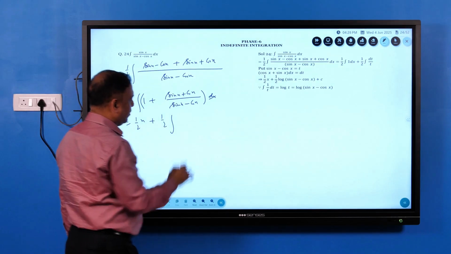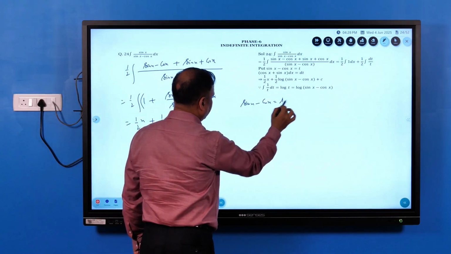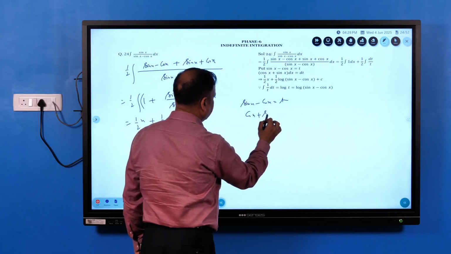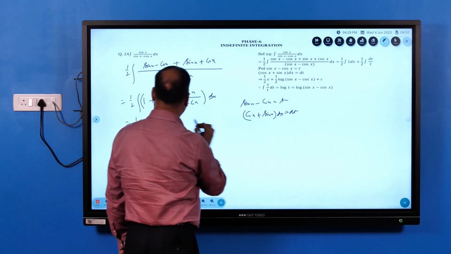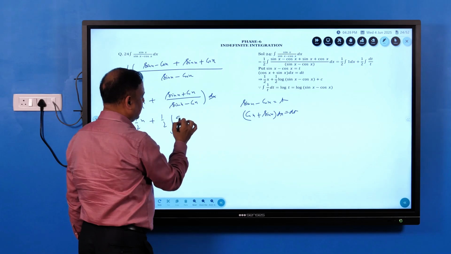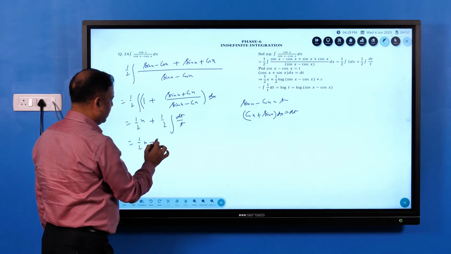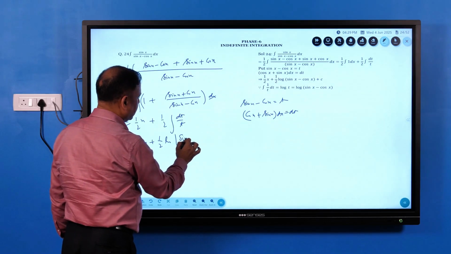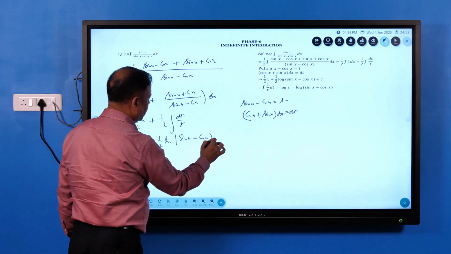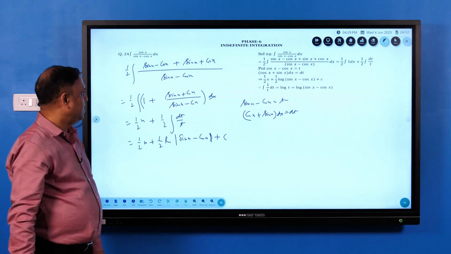Now here you take sin x minus cos x is equal to t. So (cos x plus sin x) dx is equal to dt. So this is plus dt upon t. So this is 1 upon 2 x plus 1 upon 2 log of t, and t is how much? Sin x minus cos x, plus c. So this will be the answer of this question.